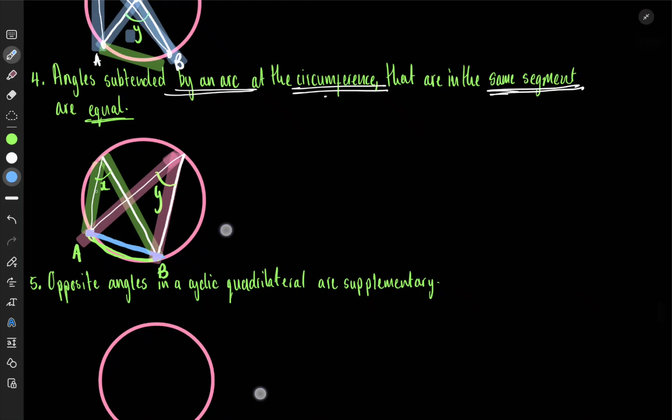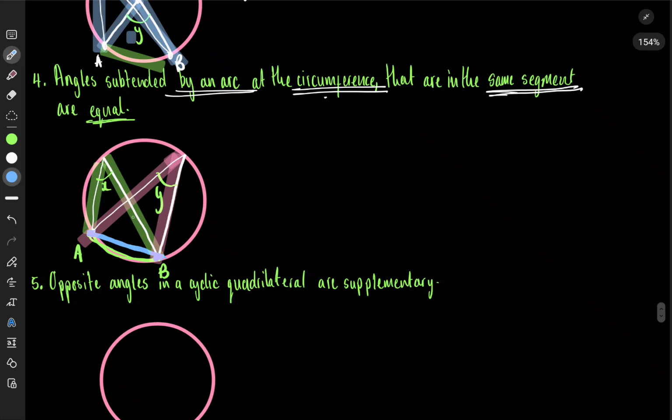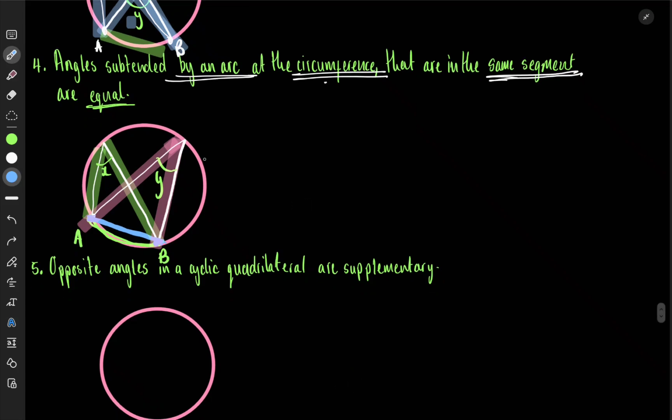That's the chord. So you can see that X and Y are both in the major segment, because the minor one is this one, which I'm shading in blue, is a segment again. It is made by the chord, but it's a small one, so it's the minor. Both X and Y are in the major segment. They are made by the same arc. So they are definitely equal. Okay? Great.